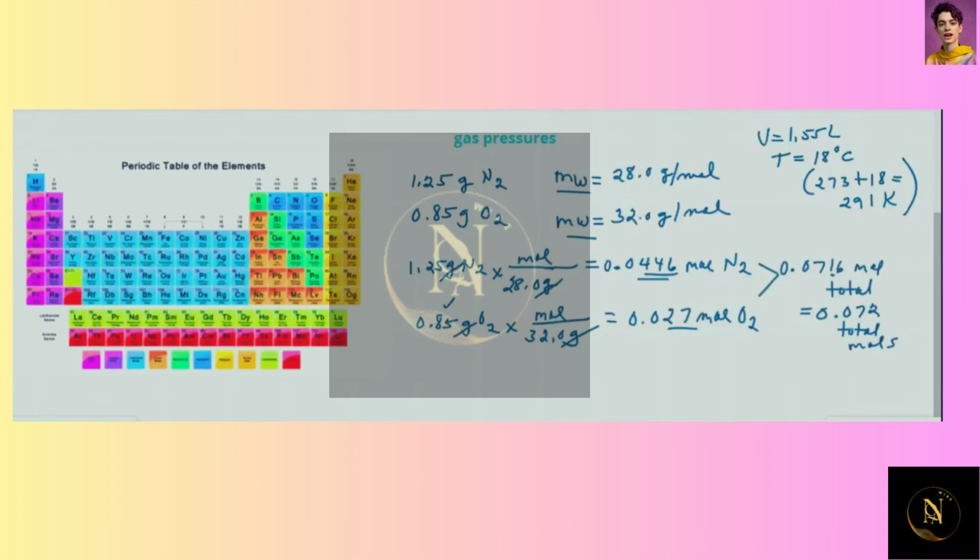In adding the two, we get 0.0716 moles total. Based on our addition, we're limited to the thousandths place, so more appropriately the total number of moles is 0.072. To find the mole fraction of the nitrogen, we take the 0.0446 moles and divide it by the 0.072 total number of moles.